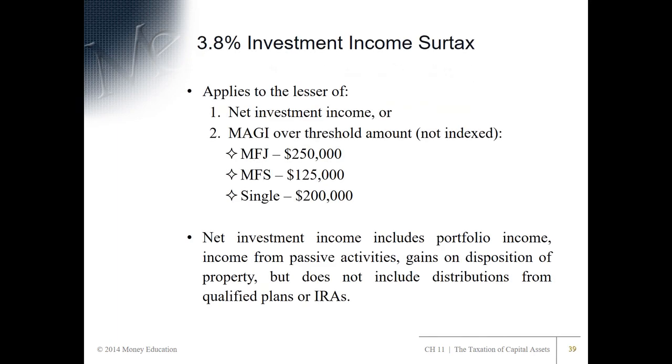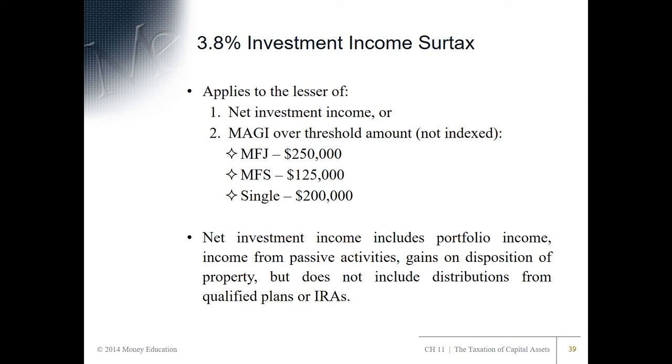Okay, another review, net investment income tax. If you recall, this is a 3.8% investment income surtax, and it applies to the lesser of two things. So you have to make two calculations here. You have to add up all the net investment income, or number two, MAGI over a threshold amount.